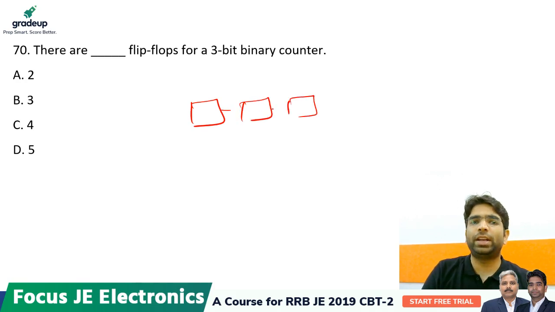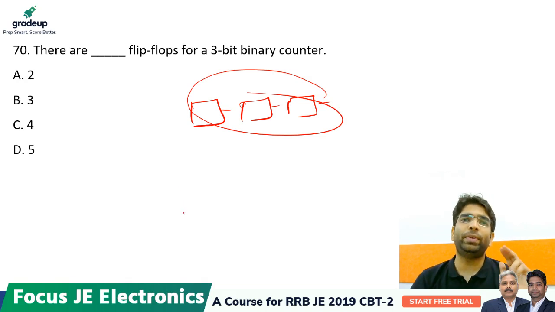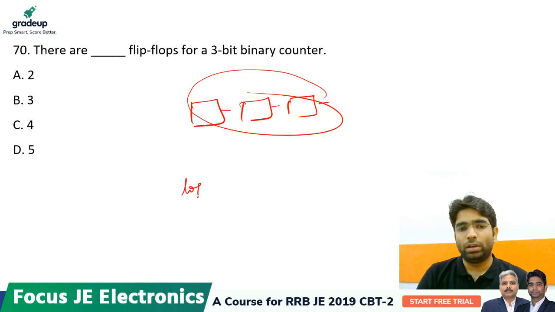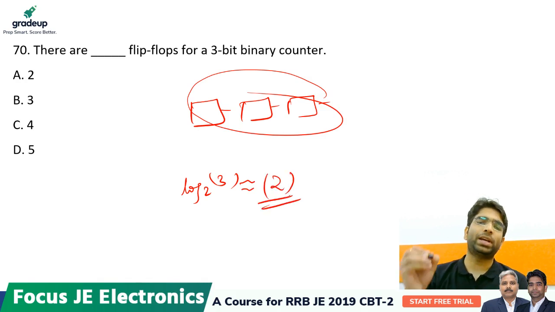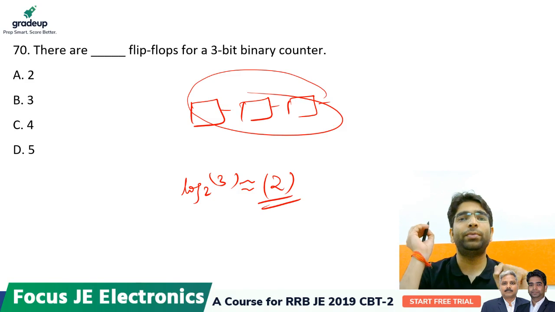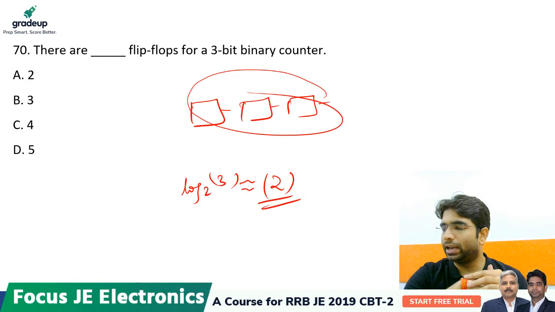3 flip-flops must be required for a 3-bit binary counter. If it was asking how many flip-flops are required for a mod 3 binary counter, then your answer should be log2 3, which is nearly 2. 2 flip-flops are required for a mod 3 counter, but for n-bit counters the number of flip-flops required will be n. Did you all get it? Take a note at this place. For an n-bit binary counter, the number of flip-flops required will be n.